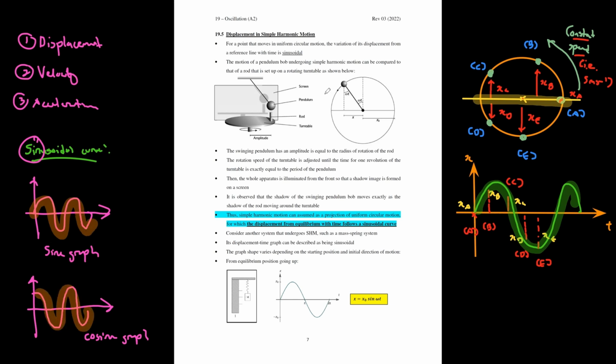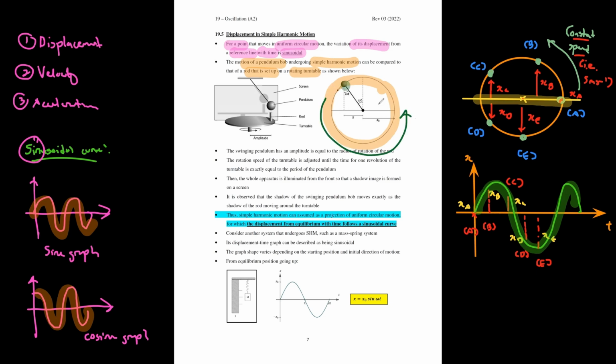Okay, so the main point that I just want to illustrate to you is that for any point that moves in uniform circular motion, meaning it moves with constant speed, the variation of its displacement with respect to a reference line with time is going to be sinusoidal. Okay, so now what you want to do is compare the motion of a pendulum bob that undergoes simple harmonic motion to something that moves in circular motion. In your case, you're comparing it to a rod that is set up on a rotating turntable as shown. See, this little diagram that you see here is actually talking about a point that moves in a circle.